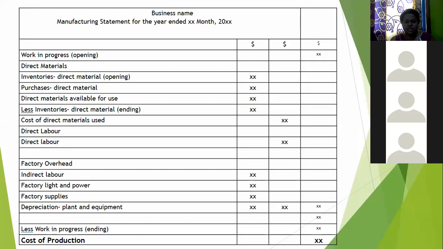Now your activities for week 7 and 8. Week 7 and 8 will have a cost of materials used. The activity, the illustrative example that we looked at, there is a question on that. And next, second question is for you to prepare a manufacturing statement.